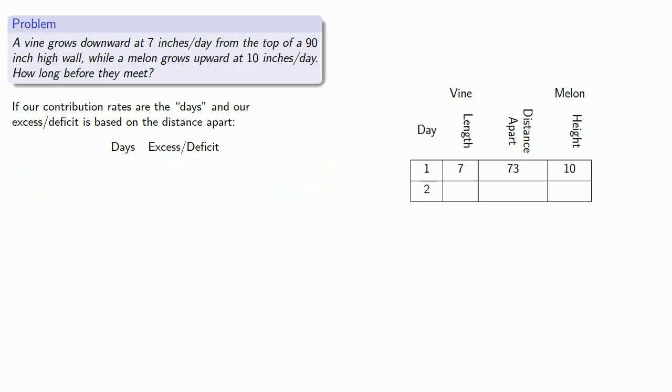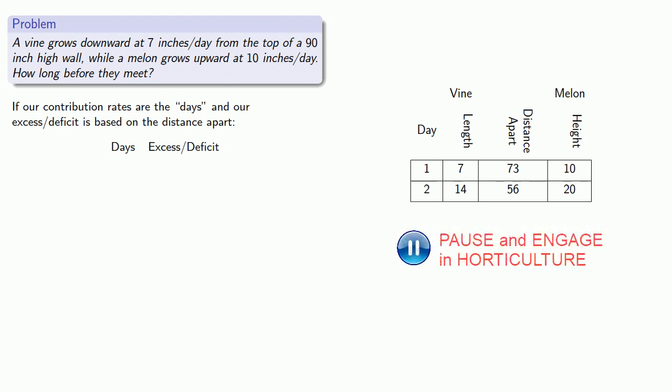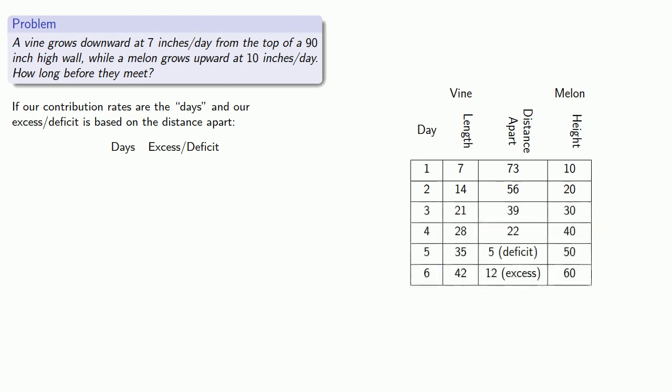If they grow for 2 days, that's 14 inches for the length of the vine and 20 inches for the height of the melon, they're 56 inches apart. And while we could solve this problem as a double deficit problem, let's go ahead and find an actual excess and deficit. So if we keep growing for a couple more days, we see that after 5 days, the two plants are 5 inches apart, while after 6 days, the two plants have actually grown past each other by 12 inches. And so there's our excess and our deficit.